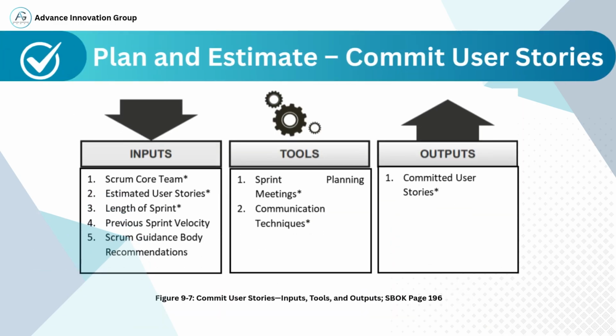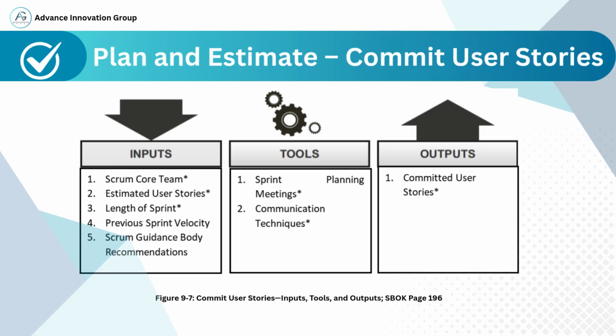Let's now look at the next step in the plan and estimate phase: committing user stories. This process involves the Scrum Core team making a commitment to which user stories they will complete in the upcoming sprint. Let's first talk about the inputs. We begin with the estimated user stories, which have already been assigned story points using techniques like planning poker.